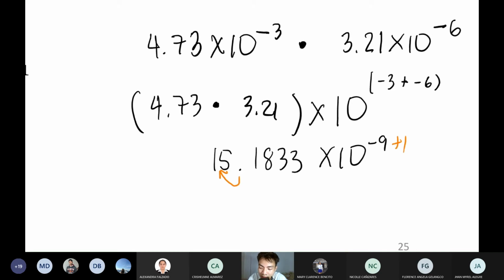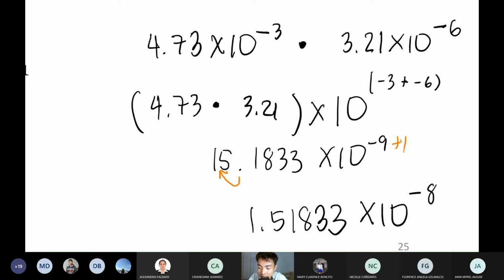So our final answer would be 1.51833 times 10 raised to negative 8. So, ganun. Okay, so hindi porket may nakuha na kayong sagot, yun na yung final answer, no? Be careful. Okay? Be careful lang.